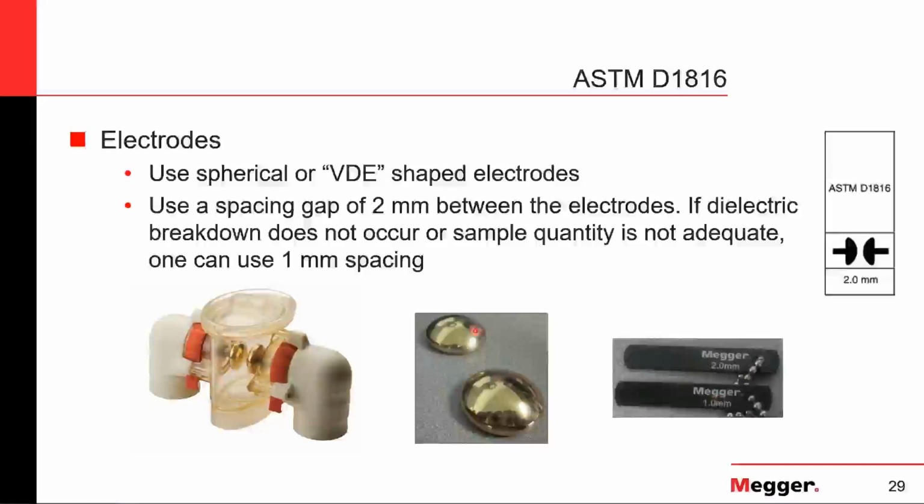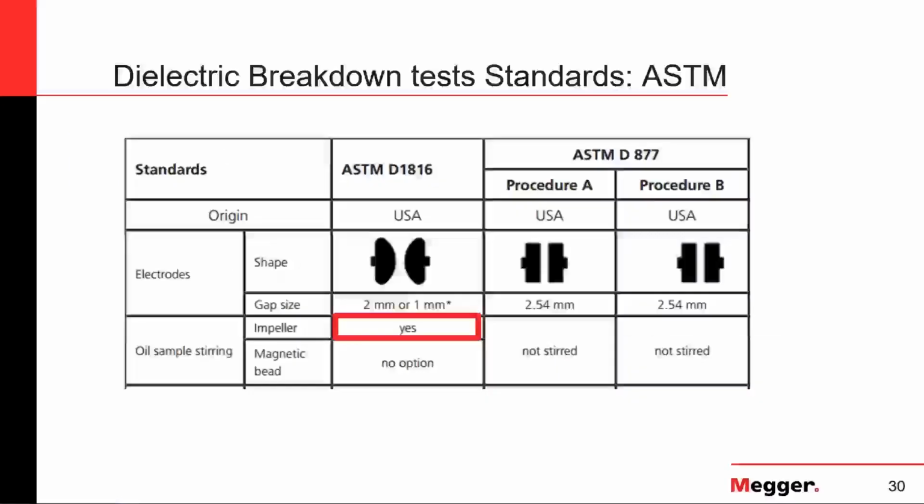Other than that, the method itself, both of the methods are pretty similar. The number of breakdown voltage measurements is the same, even though ASTM D877 allows for a second round of measurements in certain conditions. I will go over that in a minute. But like I said, other than that, the conditions are pretty similar between the two standards.